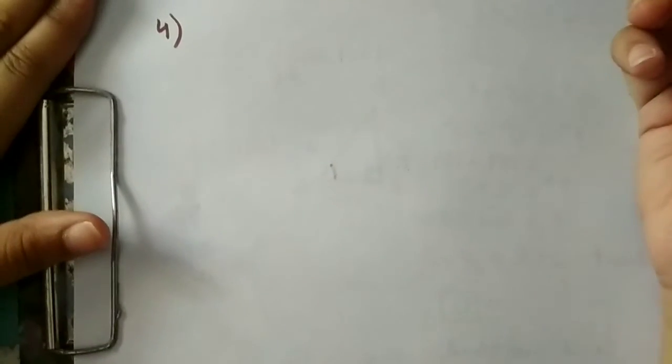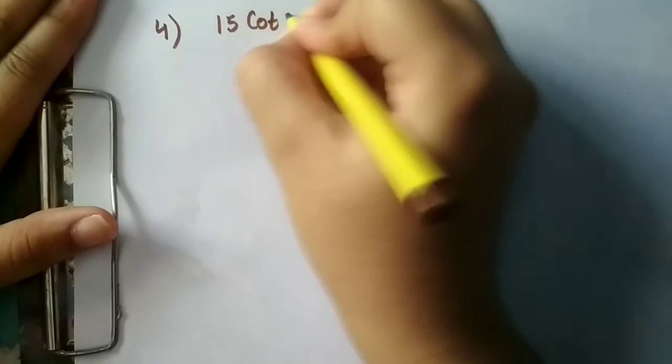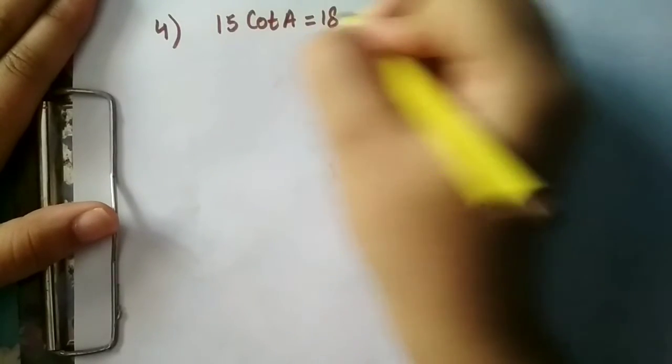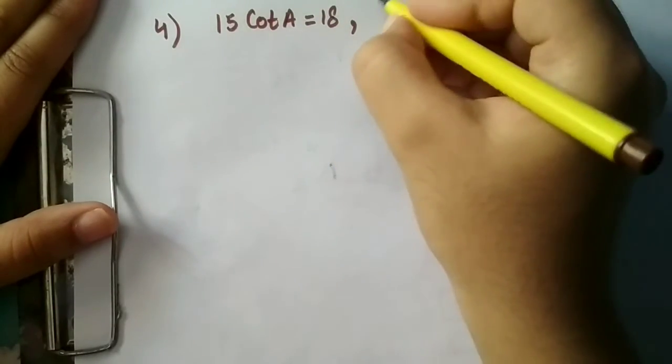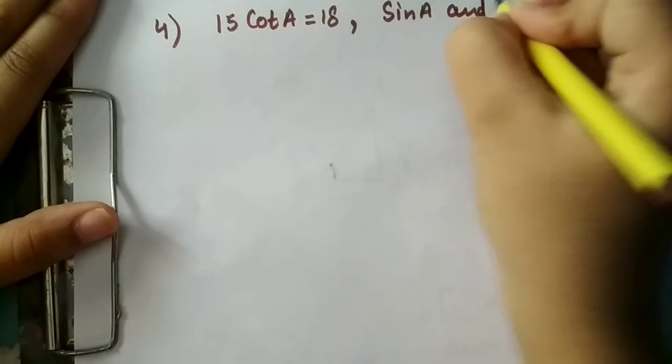Now in the next question it is given that 15 cot A is equal to 18 and we have to find sin A and secant A.